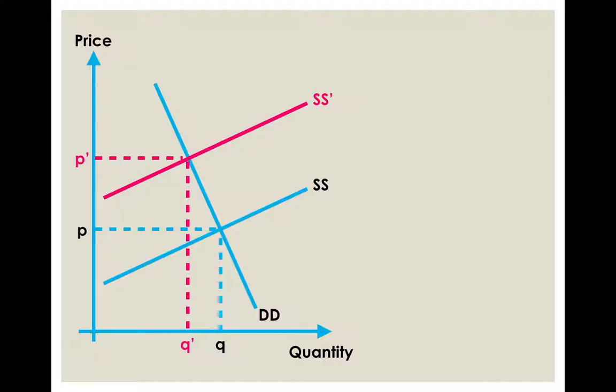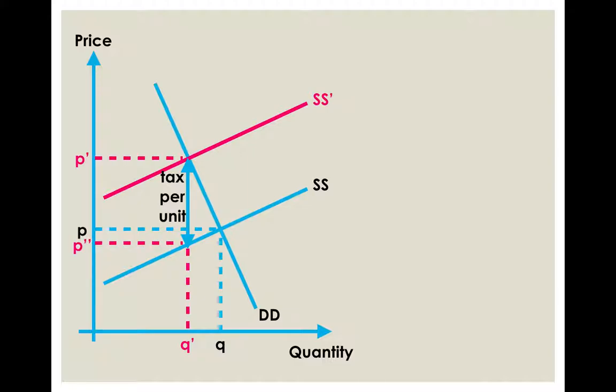Since the blue supply curve represents the supply before the tax was imposed, whereas the pink supply curve represents the supply after the tax is imposed, it means that the difference between these two curves, the vertical distance, must represent the tax per unit that was imposed on the good.